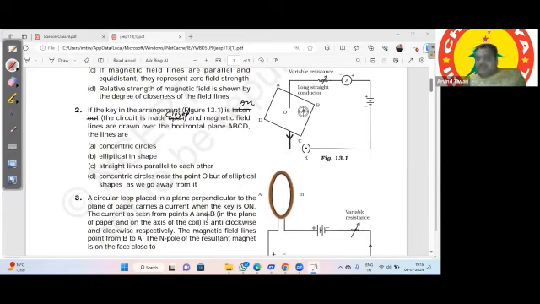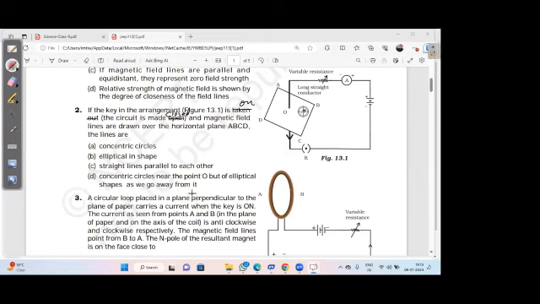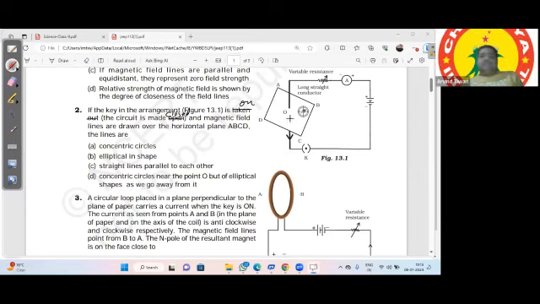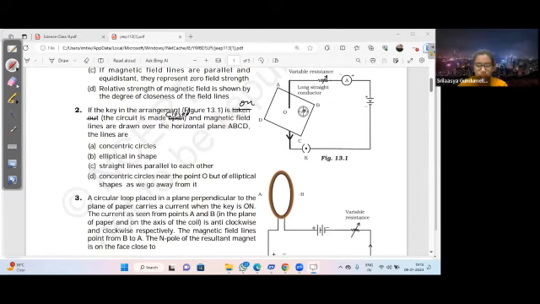Yes, anyone? What shall be the shape of the field lines? So there'll be concentric circles around the conductor, right? Yeah, it will be concentric circles. So which option should be correct then? Option A. Okay, so it will be option A.